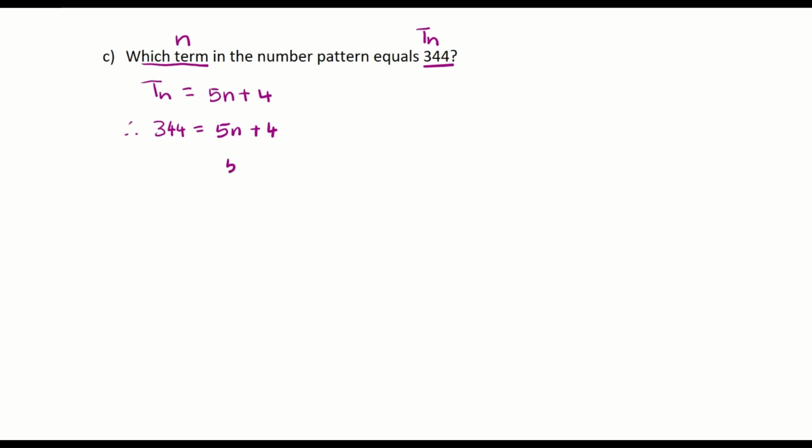So 5n is equal to 344 minus 4, which is going to give you 340, which means n is equal to 340 divided by 5, which is going to give you 68. So therefore, term 68 equals 344.